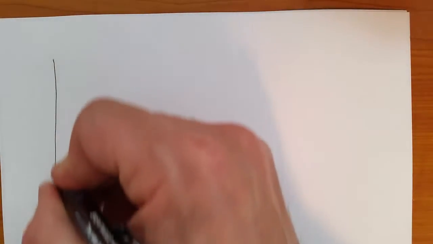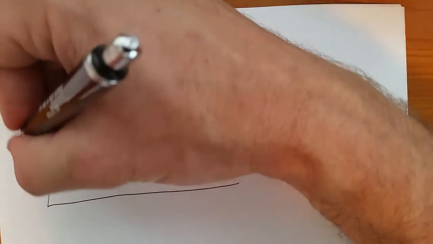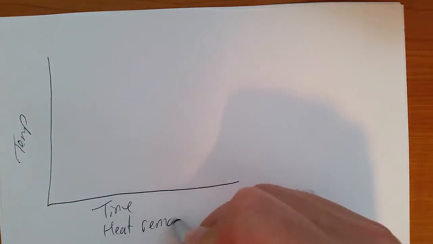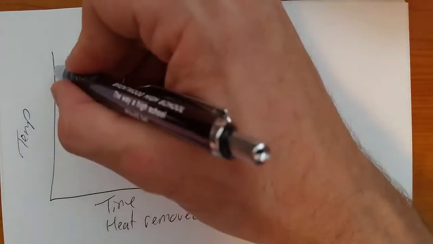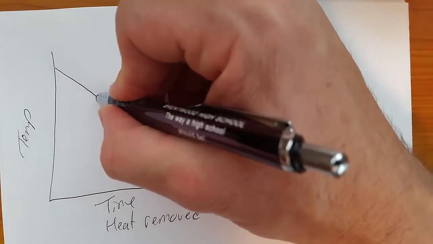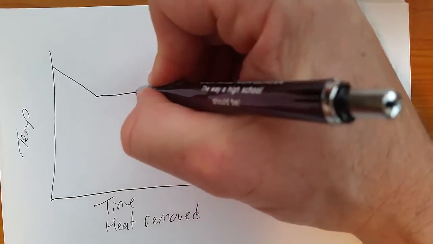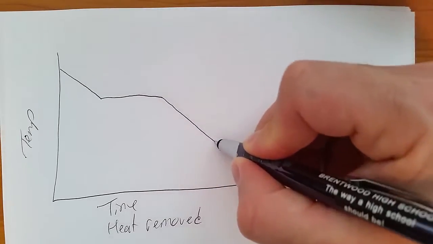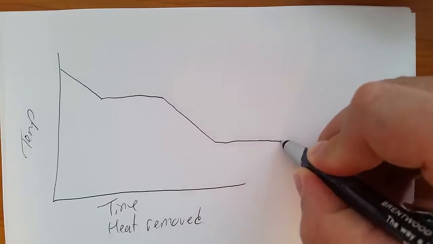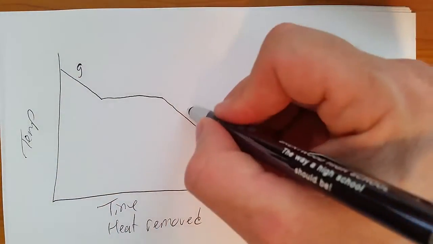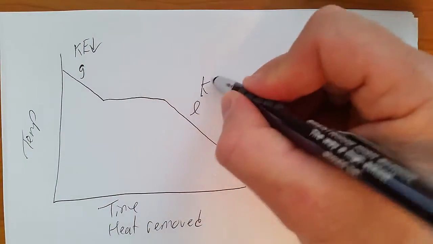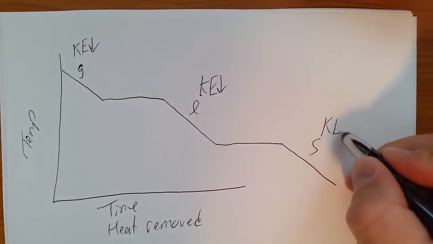Now the opposite is a cooling curve. Right? Still temp, but now in time, while heat is being removed at a constant rate. So now temperature is going to decrease. Say the gas, temperature is going to decrease until it starts turning into a liquid. Now it's a liquid. Temperature decreases until it starts turning into a solid, and now it's a solid. So we have gas, liquid, solid. Right? While it's a gas, the kinetic energy is decreasing. While it's a liquid, the kinetic energy is decreasing. While it's a solid, the kinetic energy is decreasing.